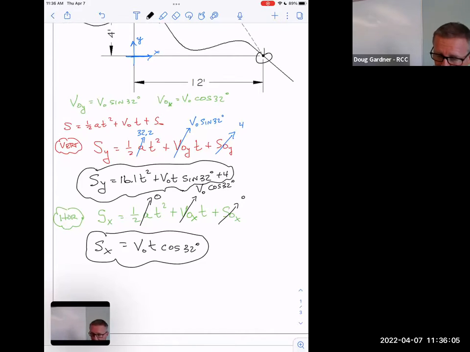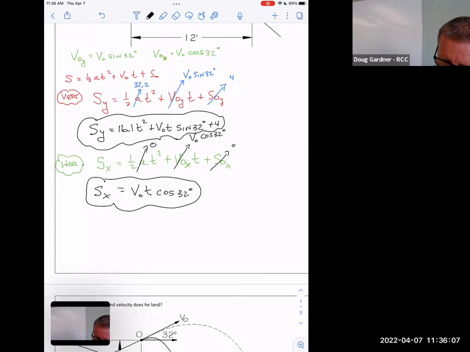But now let's kind of overtly talk about L. Like, I want to land there. Do I know anything about what there is? Don't I know then that S of x is 12? In other words, remember, S of x is a variable. It's anywhere from 0 to 12, but at L, I actually know S of x is 12, don't I? So then I could say 12 equals V0t cosine of 32 for what that's worth.